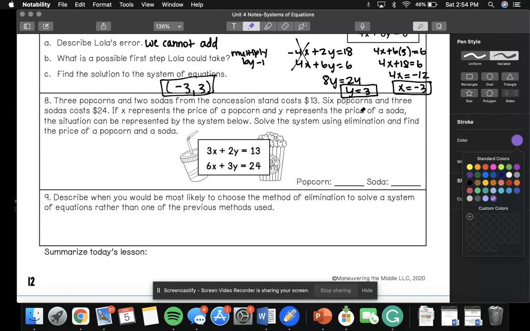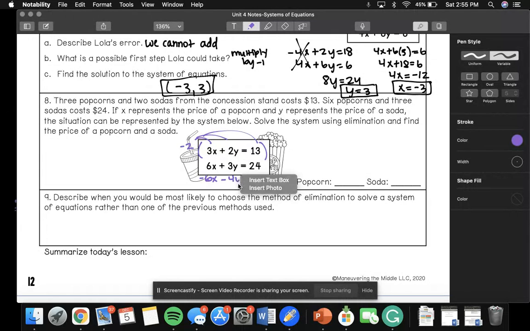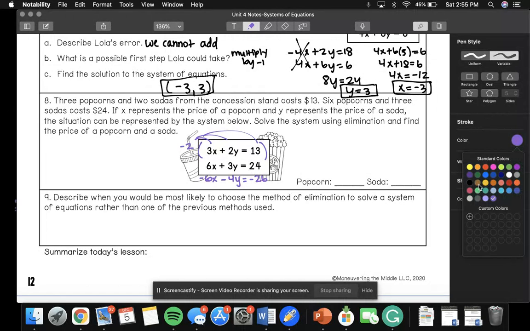Okay, so we need to basically solve this. I noticed that we have 3 and 6, we have 2 and 3. So I think making this a 6 would probably be the easiest way. And if it was a negative 6, it would eliminate right away. So I'm going to make this a 6 or a negative 6 by multiplying by a negative 2. So then that would make negative 6x. That would make negative 4y. And that would make negative 26. So then these would eliminate. This would become negative 1y. And this would become negative 2.